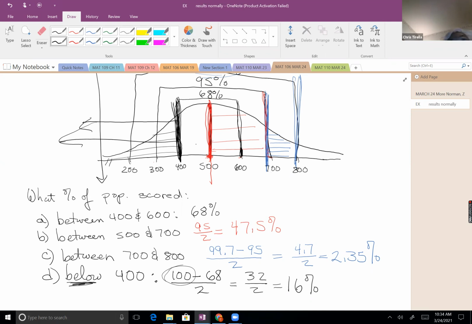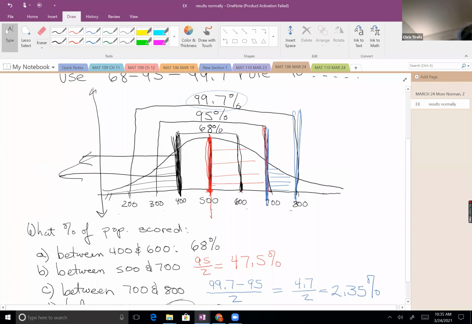And you see how this was real similar to the one we did before? It's just the numbers on the graph changed, but those percentages will always be the same. If we're including an entire group, it's just that percent. If we're going between two boundaries, we'll take the difference and divide by 2. If we're looking at everything below or everything above, we'll subtract from 100 and divide by 2.